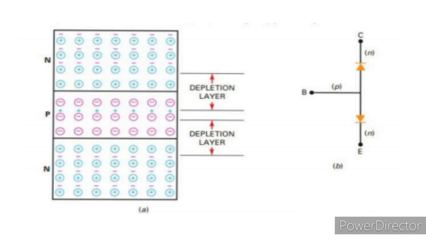Before and after diffusion: when the P-type material is connected to the N-type material, and the other P-type material is connected to the N-type material, at that time the diffusion process will start. The figure shows the transistor regions before diffusion has occurred.